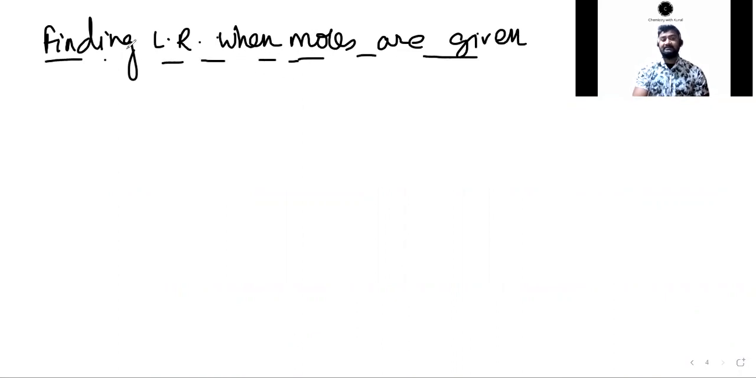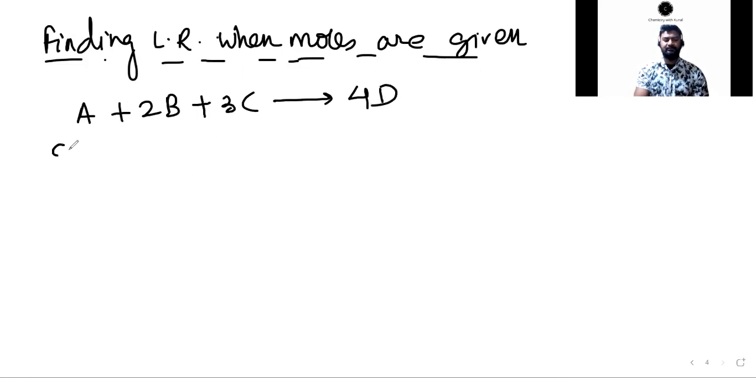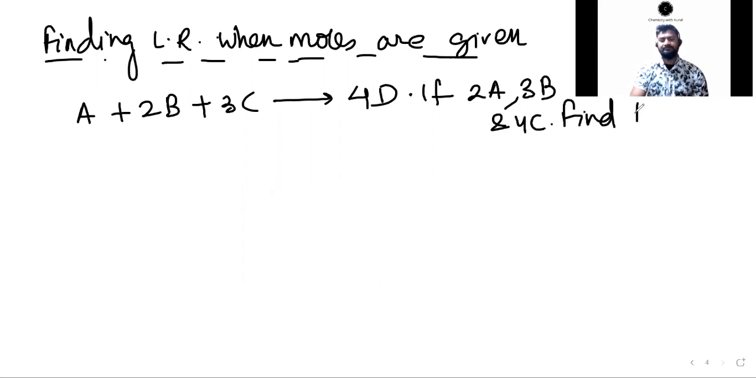Okay, so let's start. Suppose a question is given: A plus 2B plus 3C gives you 4D. Suppose they give you this question and they ask you that if 2 moles of A reacts with 3 moles of B and 4 moles of C, find the amount of D. Find the amount of D produced.